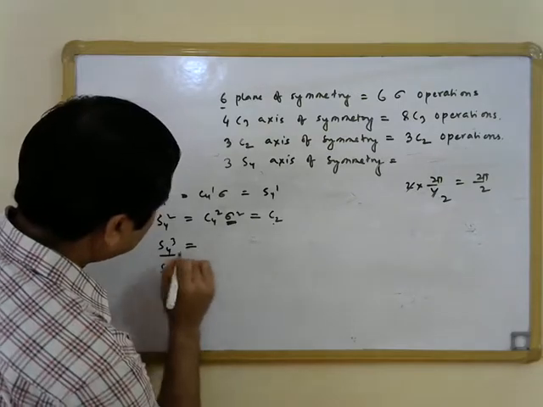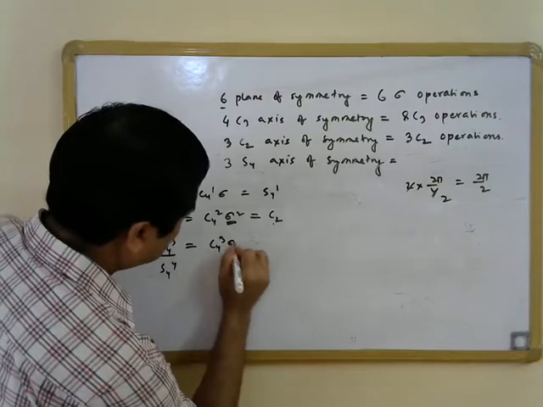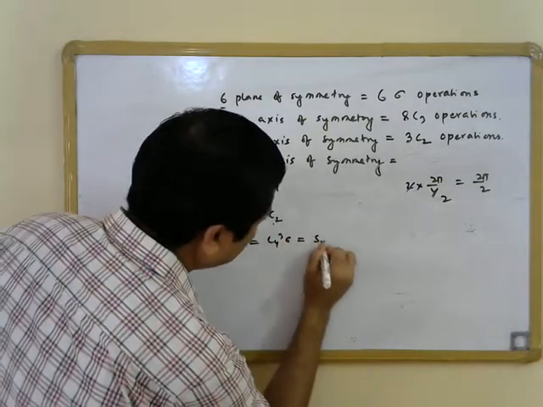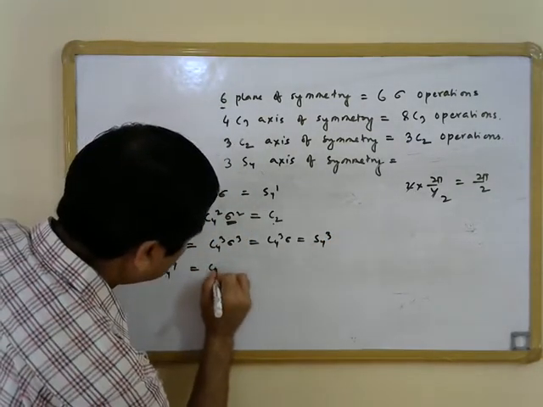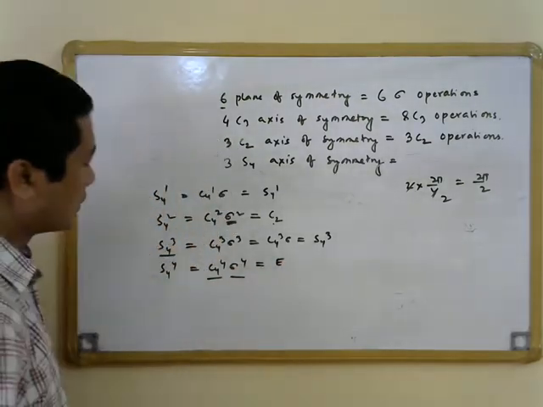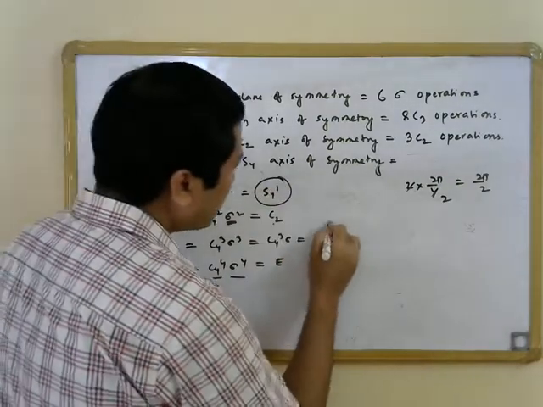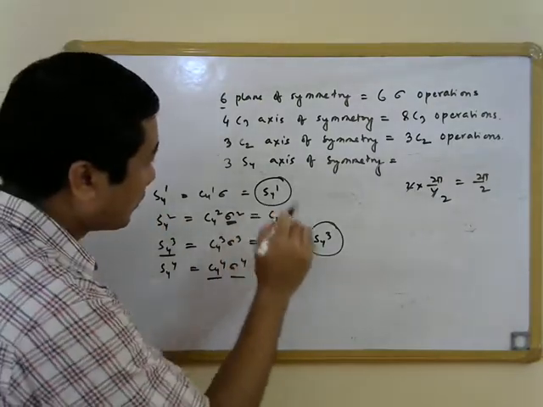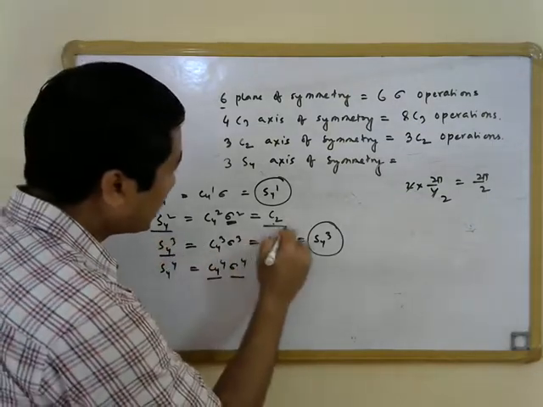Then S4^3 is C4^3 and then sigma^3. This will remain as C4^3 sigma, so we will end up with S4^3 only. And S4^4 is C4^4 sigma^4. Both of these are equal to identity, so this is going to be equal to identity. So what we see is that there are 2 distinct symmetry operations generated by the S4 axis of symmetry, that is S4^1 and S4^3. We should also note that S4^2 is equal to C2.